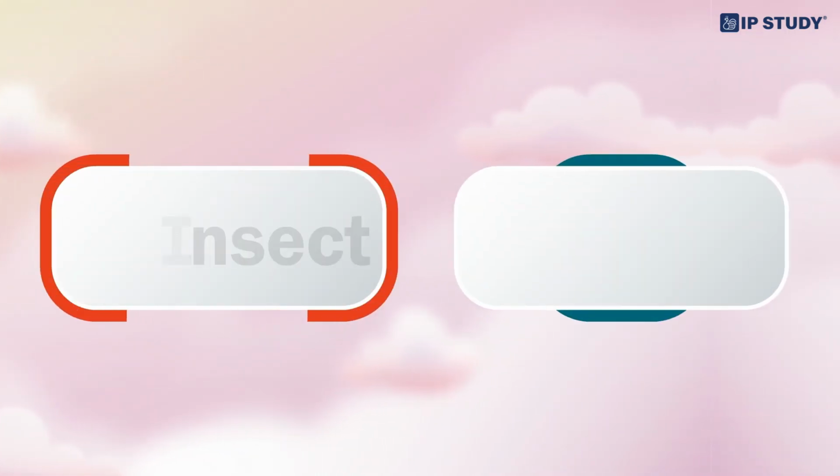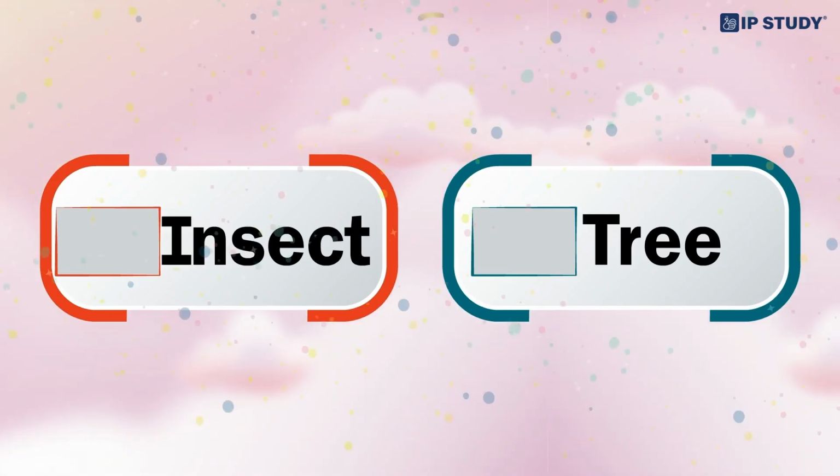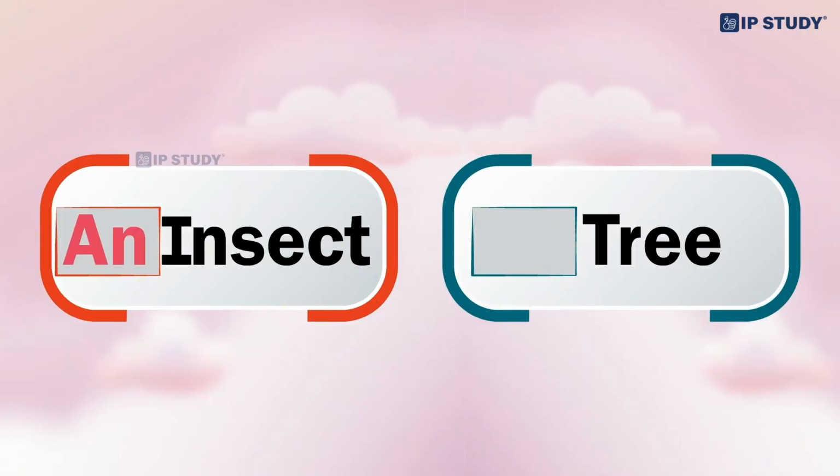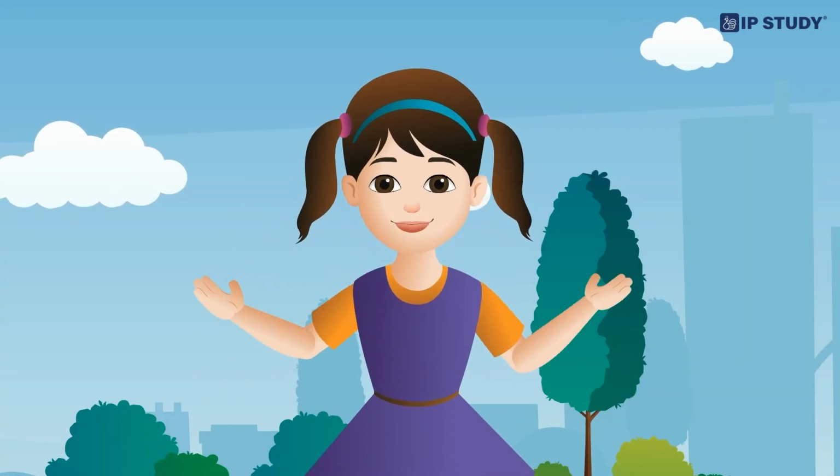Now, tell me which one should we use in these words? That's right, an insect, a tree. I hope you understand the use of a and an.